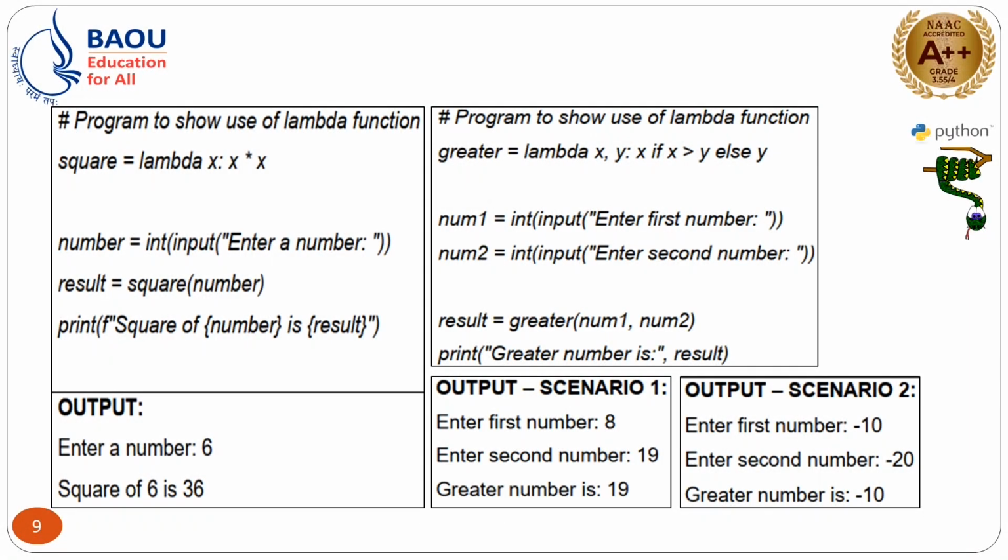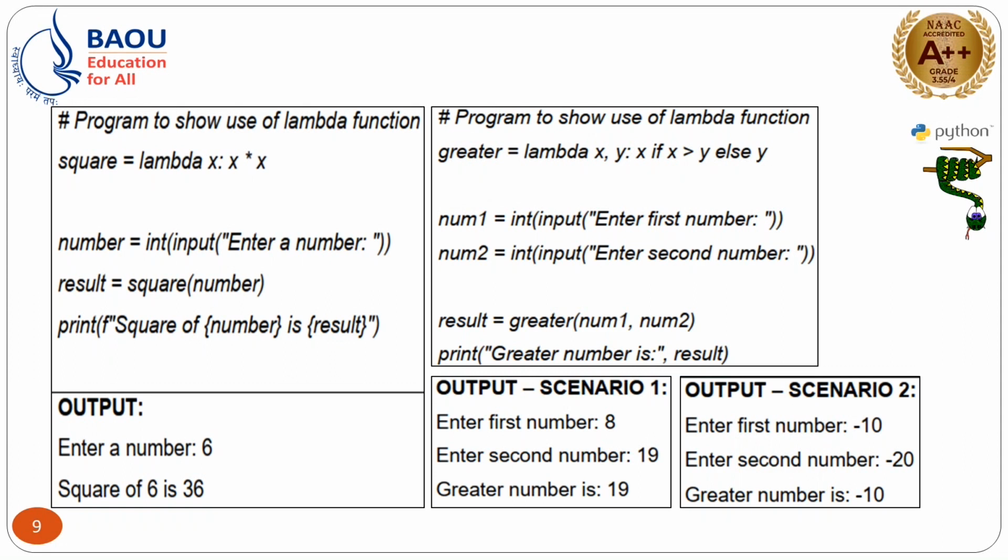The logic is there: if x greater than y, that means this condition is satisfied, then whatever result we want to print, that is x. And if this condition is not satisfied, the else part, y, will be executed. So here you are entering two values from the user.